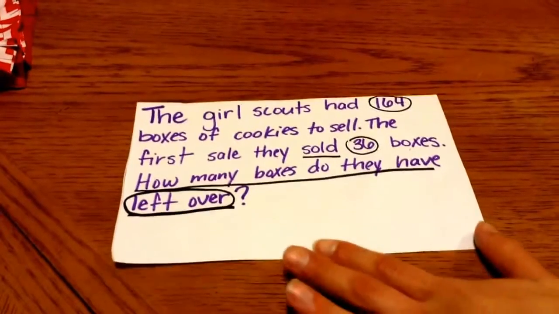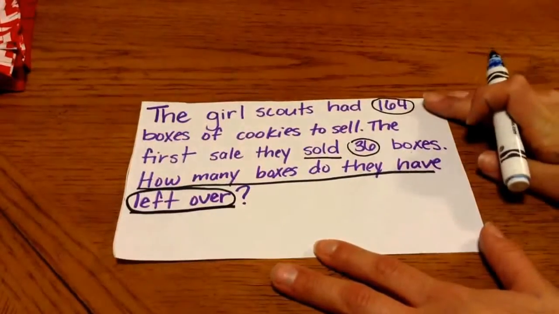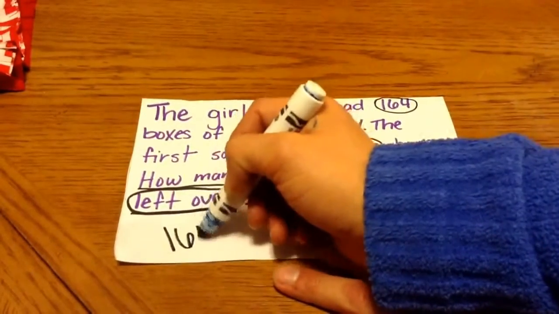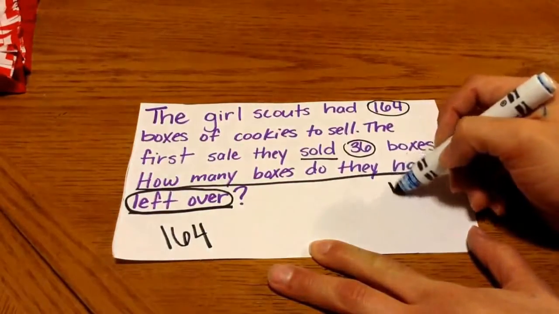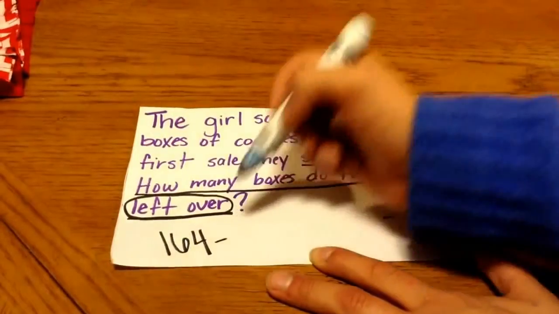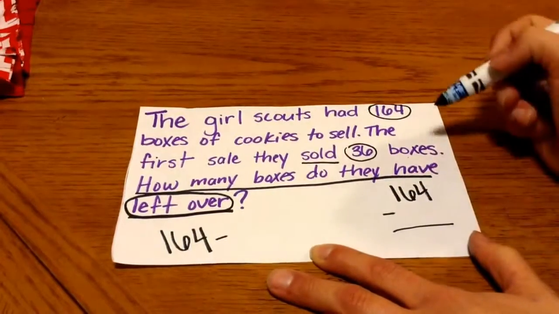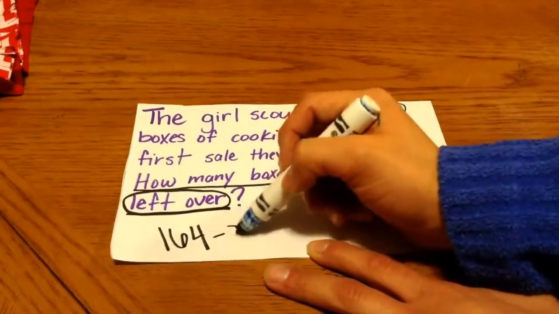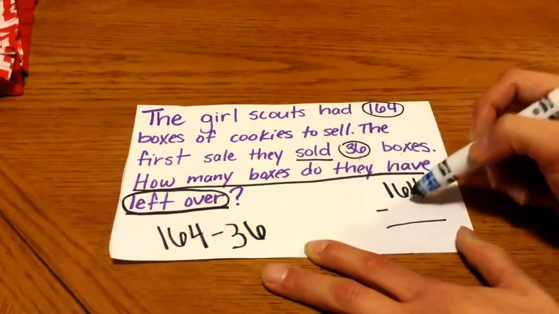So to set up our problem, we want to put 164 on the left side of our problem or on the top of our problem. These are the two ways we can set up a subtraction problem. And we're subtracting the 36 boxes that the Girl Scouts sold.